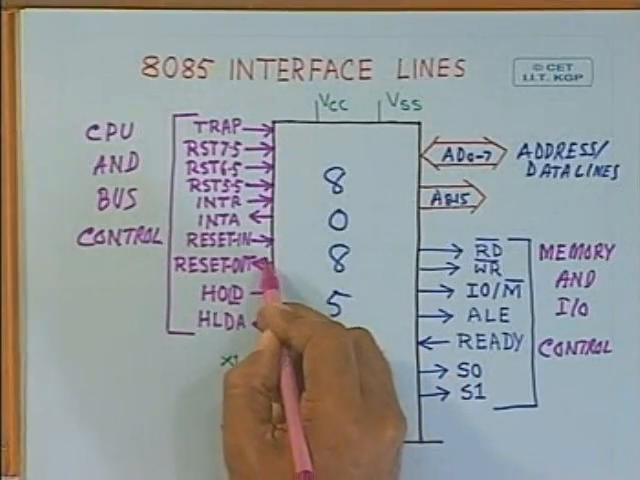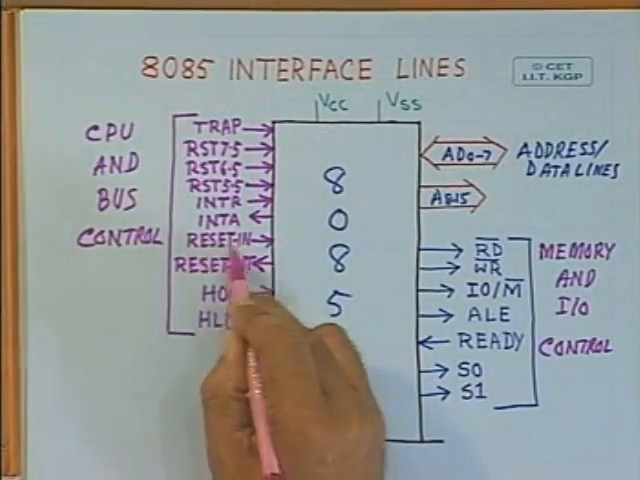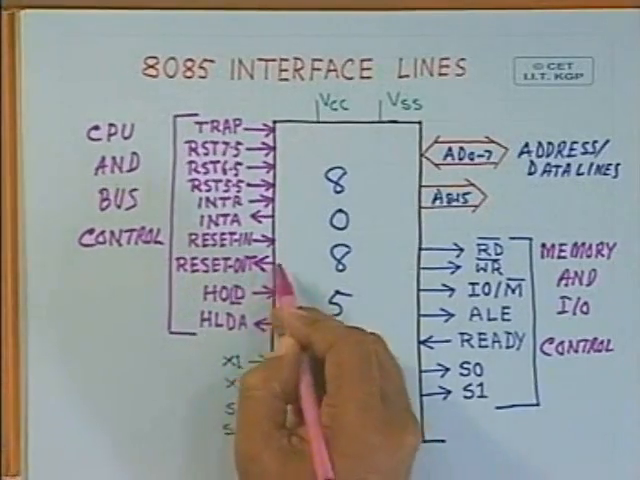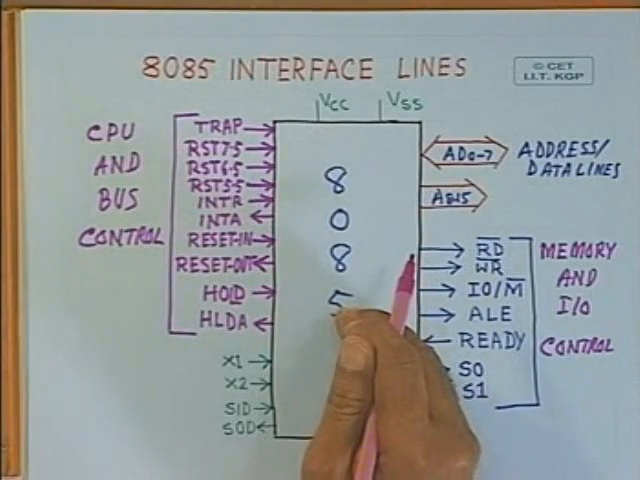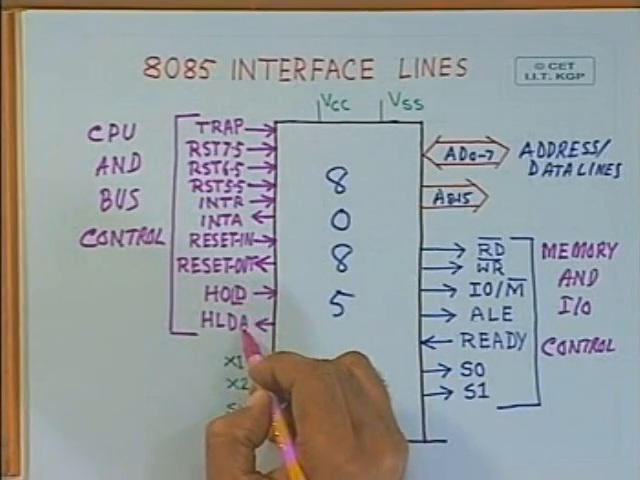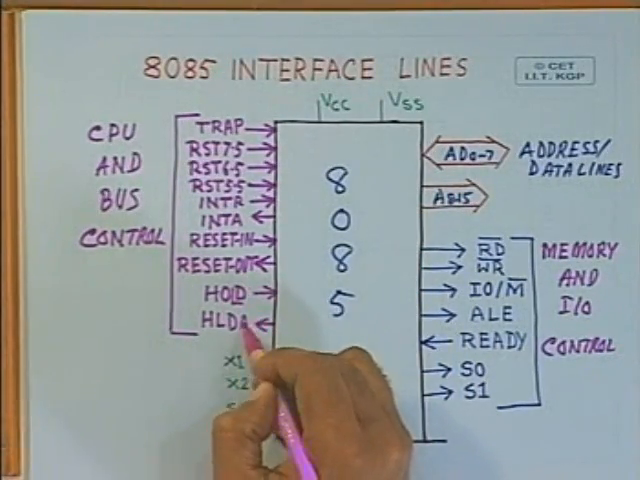Then this is your reset in, reset out for resetting purpose. Whenever you reset the microprocessor, it goes to a predefined state, and reset out is the signal coming out from the microprocessor. Whenever you activate reset, this reset out comes, indicating that reset has taken place within the microprocessor. This hold and hold acknowledge, these are those bus control lines.